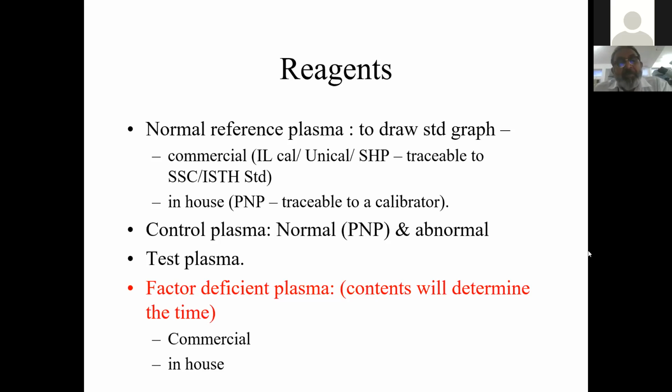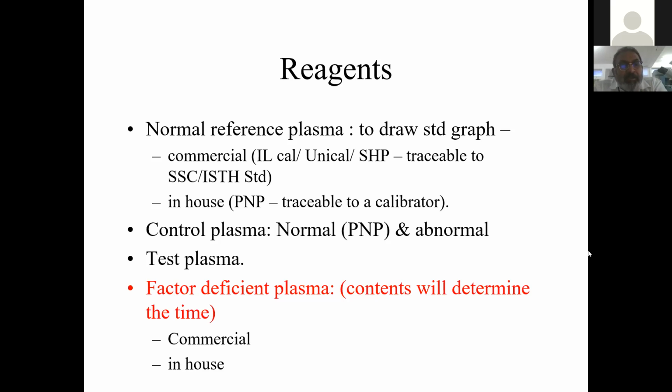You can make reference plasma where all the coagulation factors should be close to 100% by making a normal pool plasma or a pool normal plasma. We can pool about 20 normal people. But you call them a reference plasma, in-house reference plasma, only if you have assigned a value with the help of a calibrator, so that it is traceable through the calibrator to the international standard or the WHO standard. If you don't assign that, you can probably assume that the pool normal plasma may have close to 100%, but it's a fairly rough estimate.